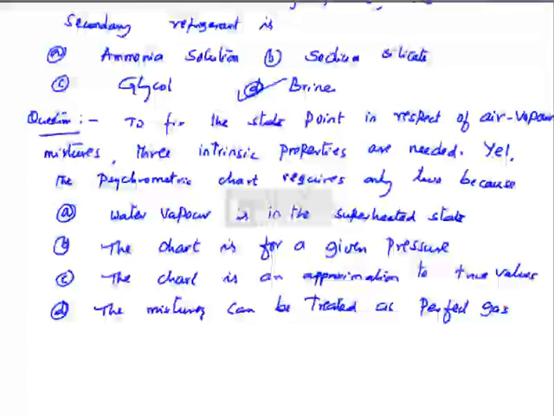According to the Gibbs phase rule, for air water vapor mixtures like atmospheric air, three properties are required to fix a state point. But when we are drawing the psychrometric chart, the chart is always drawn for a fixed total barometric pressure. So one property is already fixed, and only two properties will be required to fix the state on the psychrometric chart. Answer is B. Refer to the Gibbs phase rule.